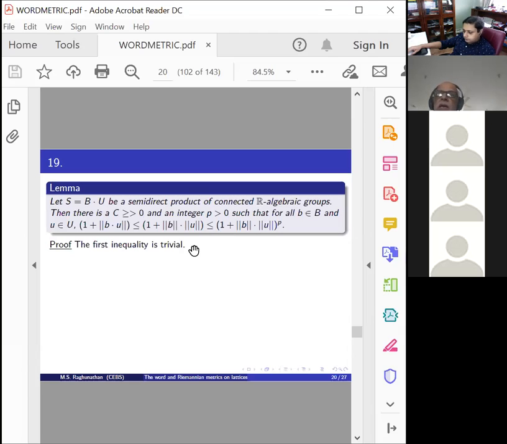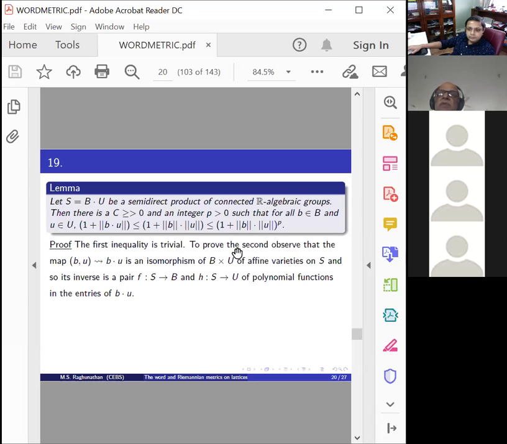The reason is the following. To prove the second, observe that the mapping (B,U) to BU from B cross U, where B and U are algebraic groups, into S, is an isomorphism because it's a semidirect product. We know it's an isomorphism of affine varieties of B cross U onto S. And so is its inverse. Its inverse is a pair of morphisms, right? It goes from S into B and S into U. There are a pair of morphisms.